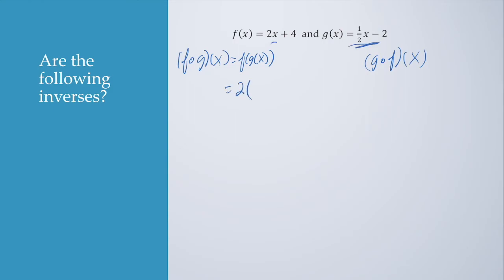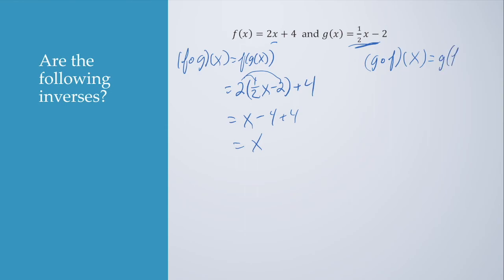So I've got 2 times g of x, which is 1/2 x minus 2, plus 4. Distribute that 2, I get x minus 4 plus 4. So I get x. Now I have to check the other way, just to be certain these are inverses.